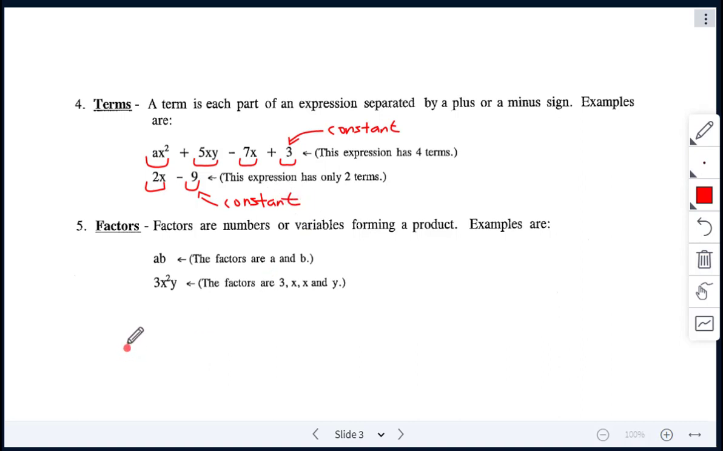All right, next, factors. Factors are numbers or variables that form a product, right? So for example, 2 times 3 gives us 6. So 2 is a factor, 3 is a factor, 6 would be the product. So those are the factors, and that is the product. So similarly here, if we look at this expression, we have the expression AB, so the factors would be A and B. Here we have an expression 3x squared y, so therefore the factors here are 3, x, and y.